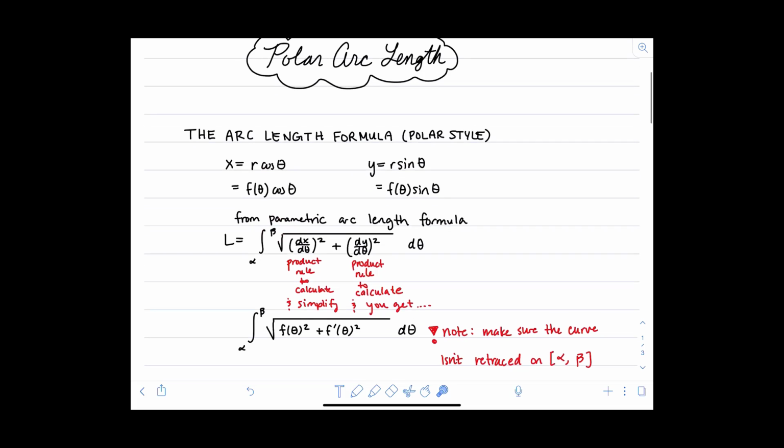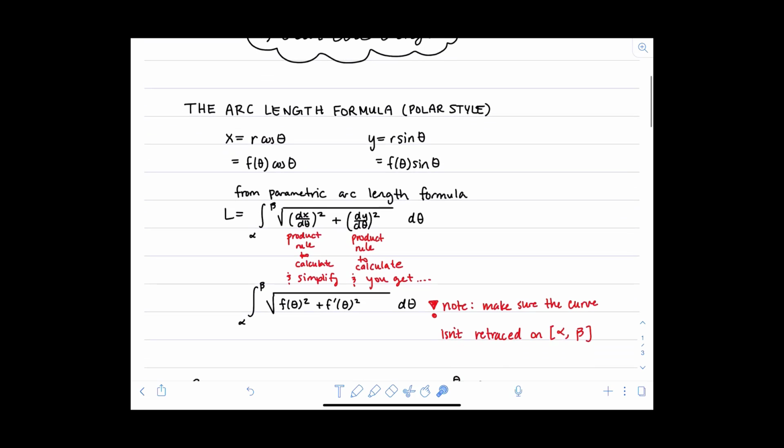When you actually do the product rule to compute dx d theta and dy d theta and simplify it, it ends up coming out to f of theta squared plus f prime theta squared, and we're integrating with respect to theta. So note, what is that f of theta? The f of theta is the r part. Let's highlight that. So this is assuming that the f of theta is the r.